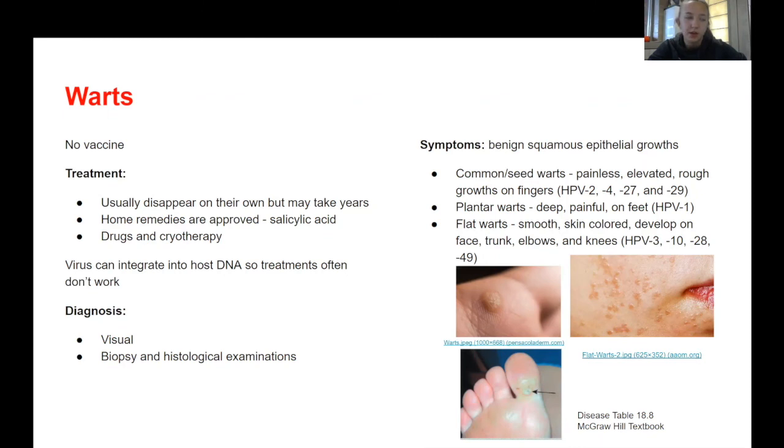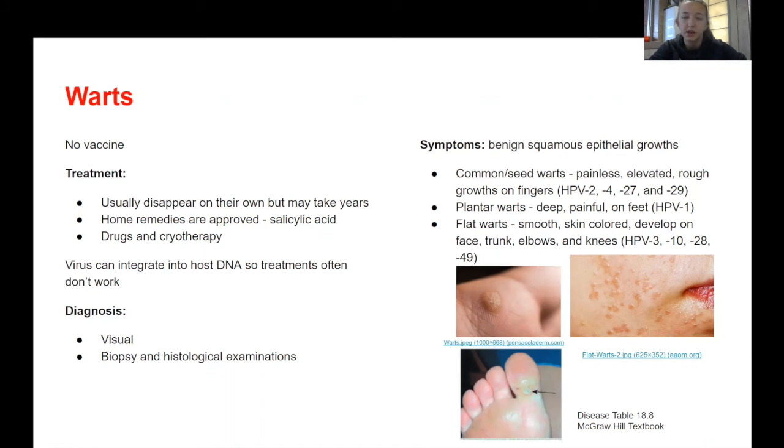So the first one is common or seed warts, which are usually painless. They're just elevated rough growths usually on the fingers, and these are caused by HPV strains 2, 4, 27, and 29. Next, we have plantar warts, which are deep and painful, and they're usually on the feet. And these are caused by HPV-1. And then flat warts are smooth and skin colored, and they develop on the face, trunk, elbows, and knees. These are caused by HPV-3, 10, 28, or 49.